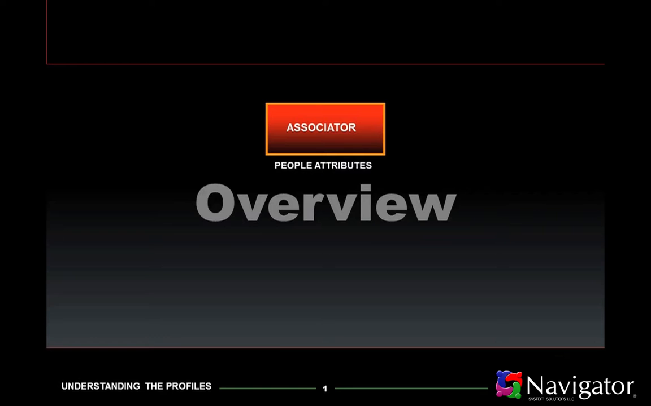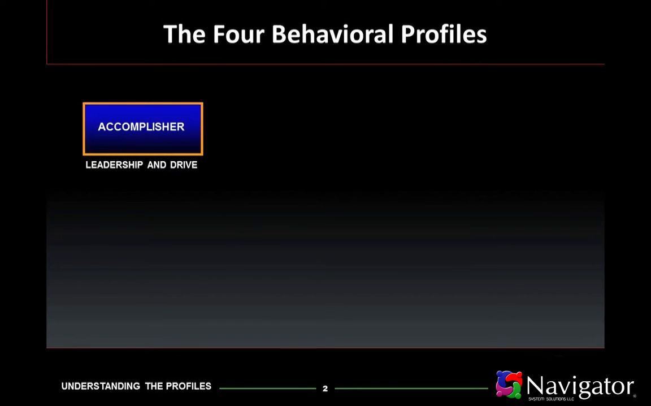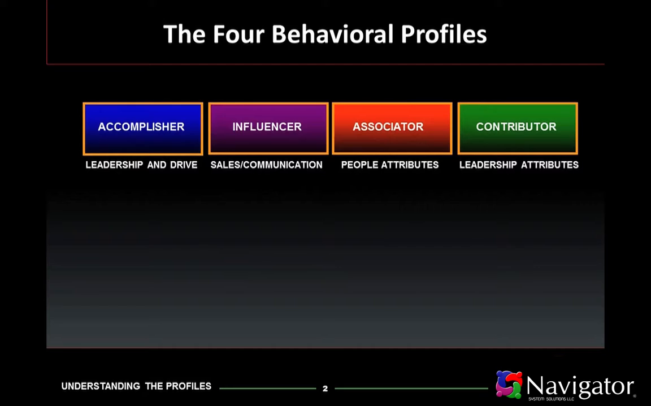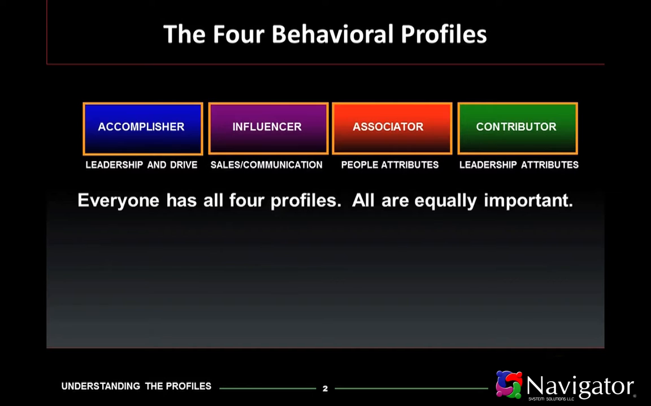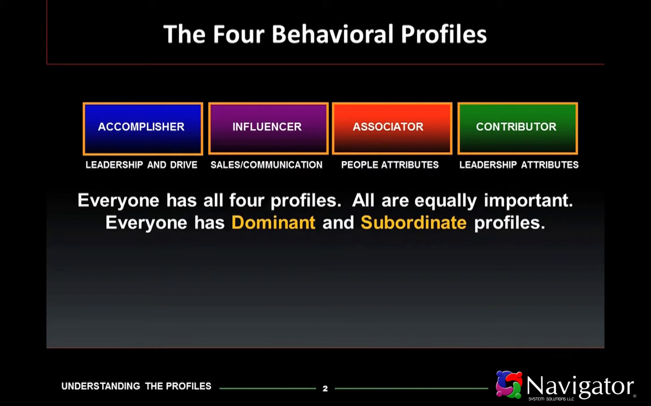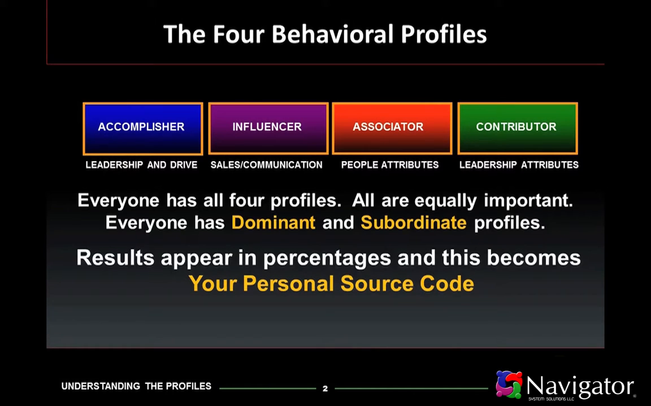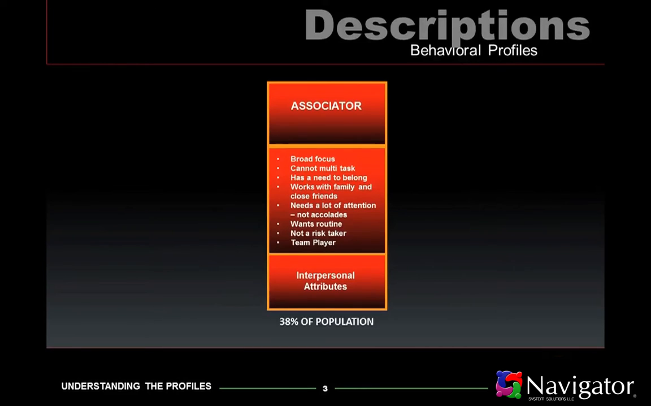And remember, it's between 0 and 100%. And again, I'm going to repeat myself. There's 4 profiles: the accomplisher, the influencer, the associator, and the contributor. Everybody has all 4 profiles. All are equally as important. There isn't one that's any more important than the other. But everybody has a dominant. Everybody has subordinates. The dominant is what drives that person, then the subordinate is like the supporting cast in a play. The results appear in percentages, and the combination of the 4 profiles becomes an individual's personal source code.